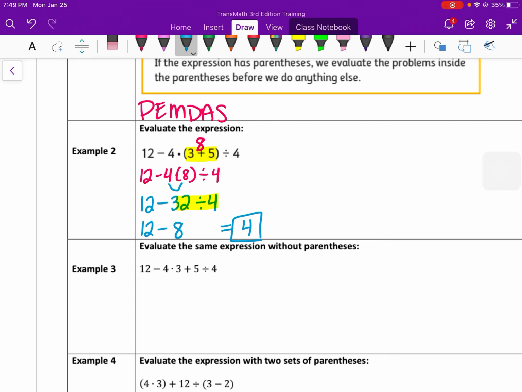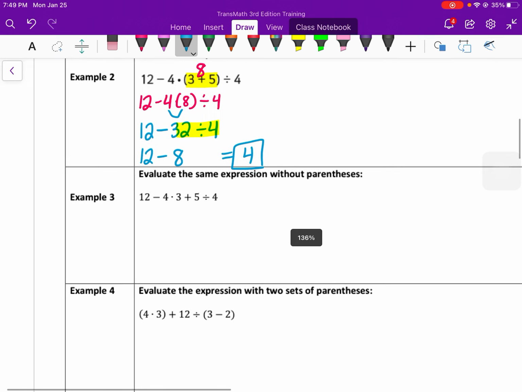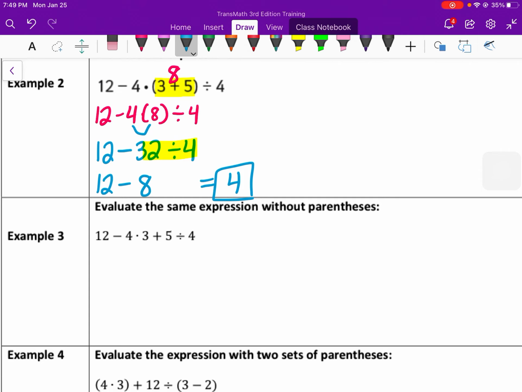So let's see the same expression without parentheses and how that changes our answer, if at all. So here, the first time we did this problem, we did the 3 plus 5 first. But without the parentheses, I need to do multiplication or division before any addition or subtraction, and we're going to do that from left to right. So I would actually multiply this 4 times 3 first. So 4 times 3 will be 12. Then I'm going to have plus 5 divided by 4. Then I need to do the division.